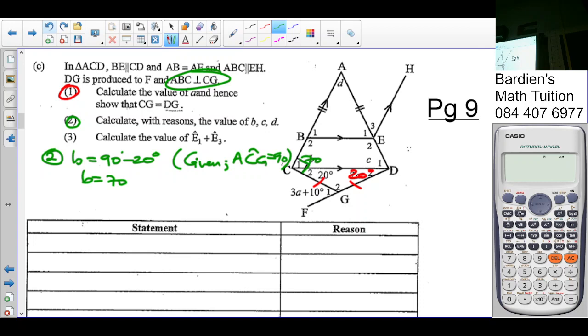So also note here, I'm populating this diagram. Everything I've calculated, I put on this diagram. Okay? So it's on this diagram now.